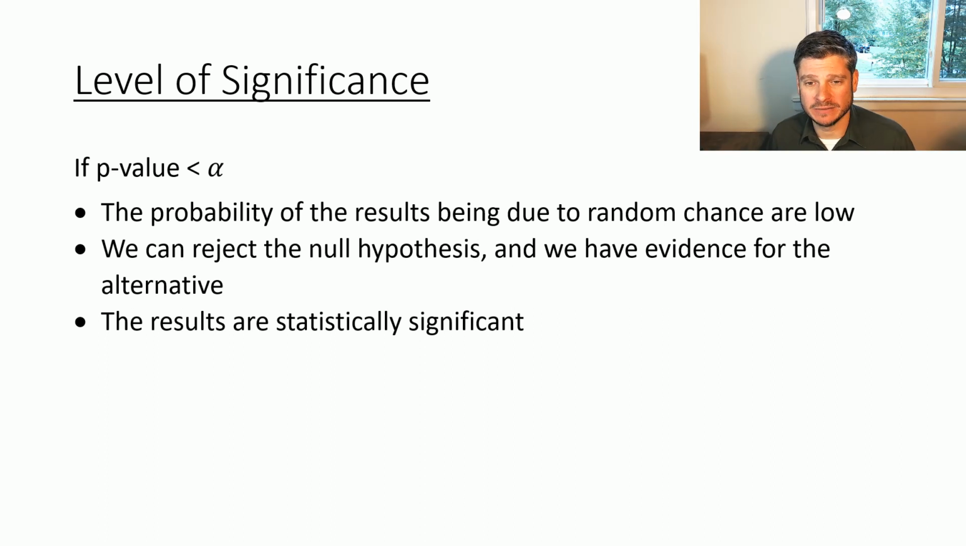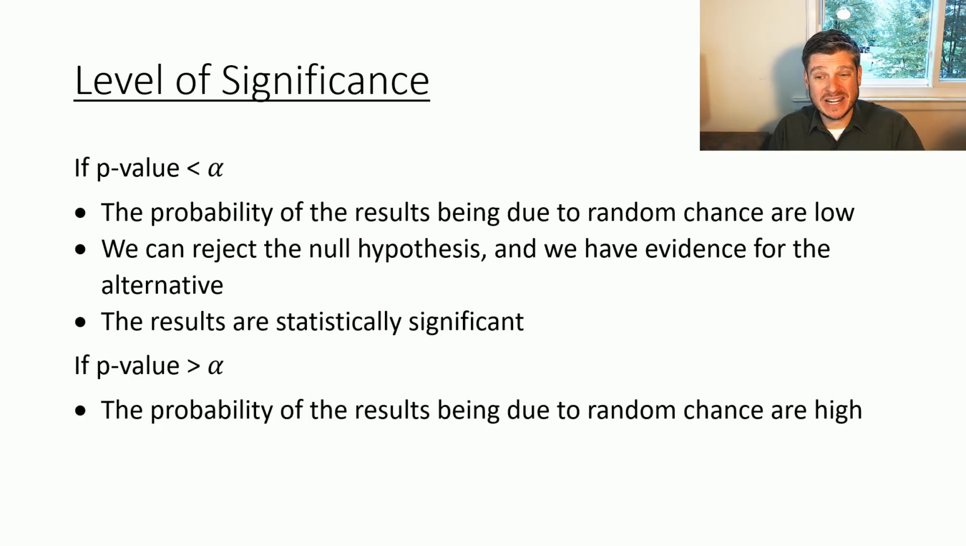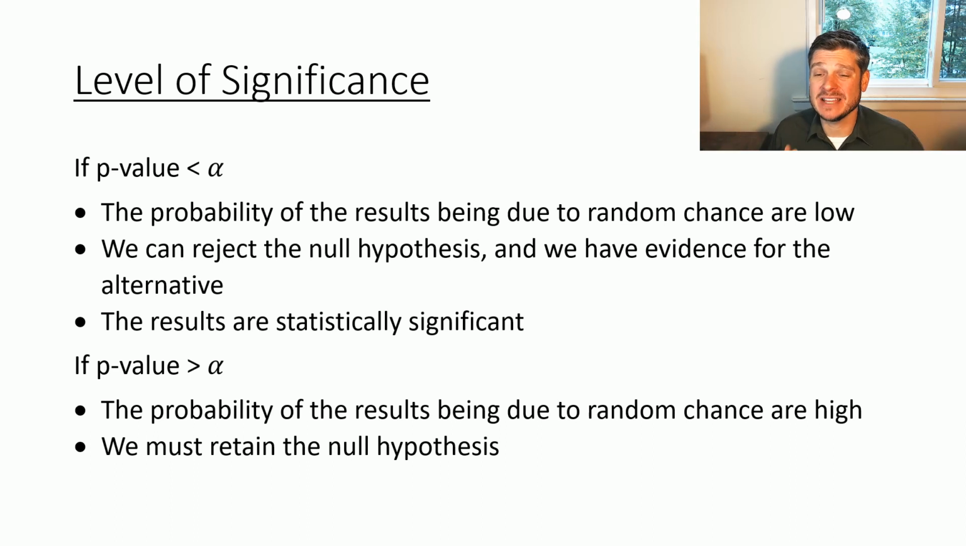Now, if our p-value is bigger than alpha, well, this means that we had a large probability. This means the probability of our results being due to random chance is high, which means we have to retain the null hypothesis. Right? There's a large chance they happened by random chance or that null hypothesis is true.